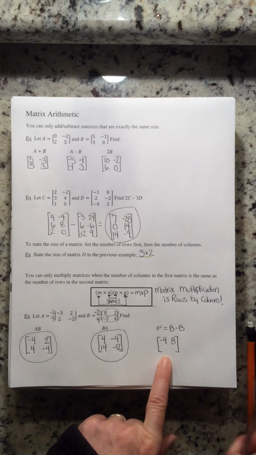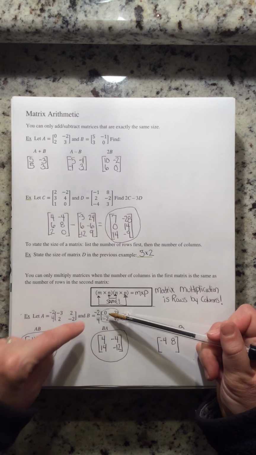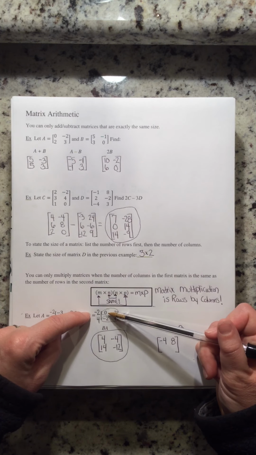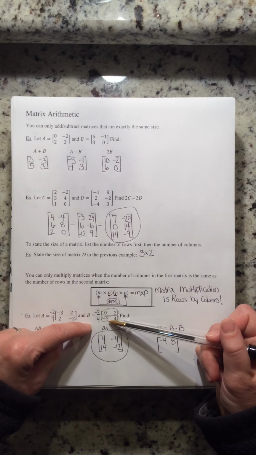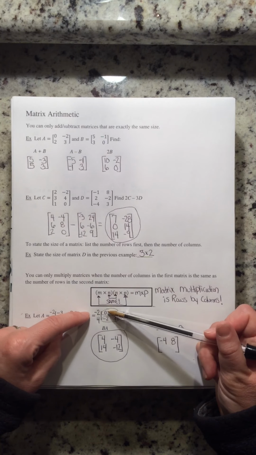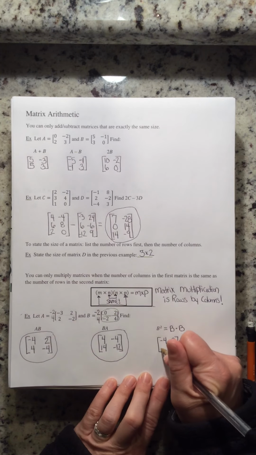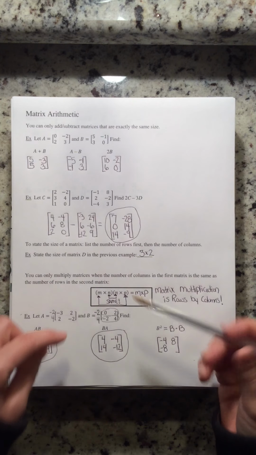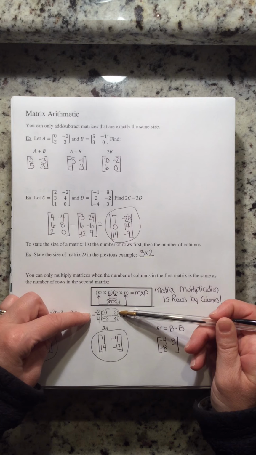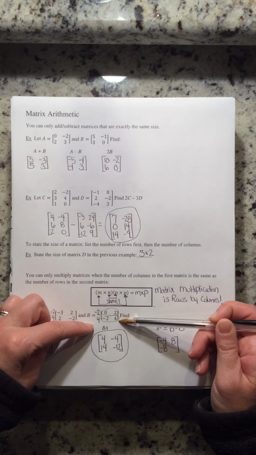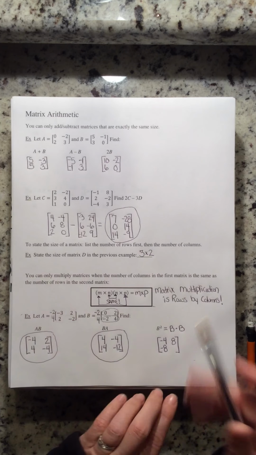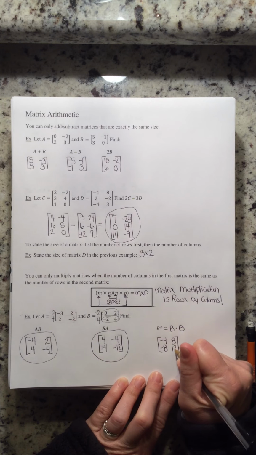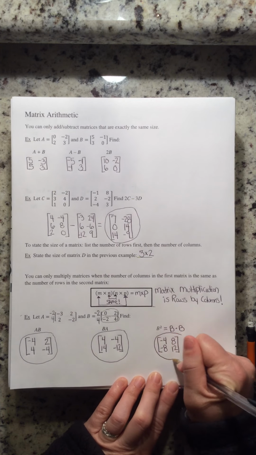And to get the first entry, multiply by the first column. Negative 2 times 0, 0. 4 times negative 2, negative 8. And 0 plus negative 8 is negative 8. Finally, to finish, negative 2 times 2, negative 4. 4 times 4, 16. And negative 4 plus 16 is 12. Answer looks like this.